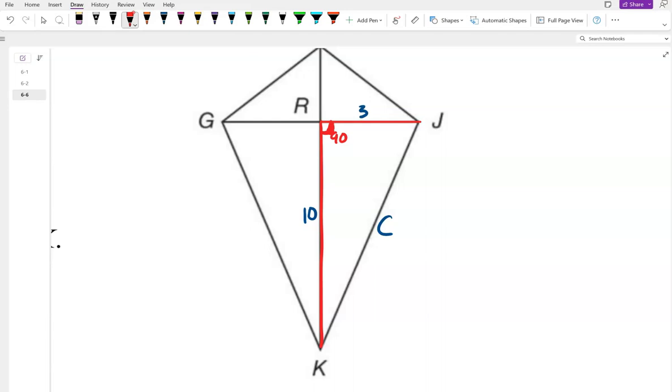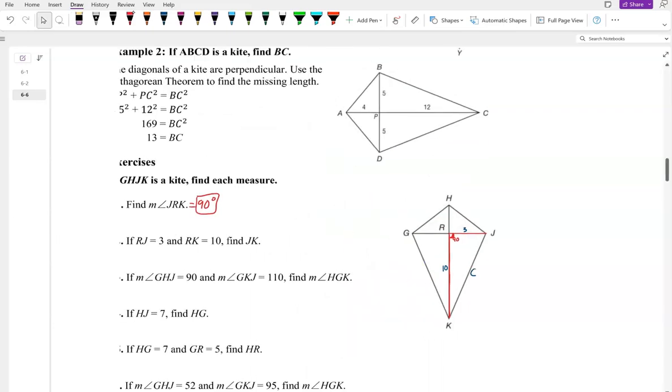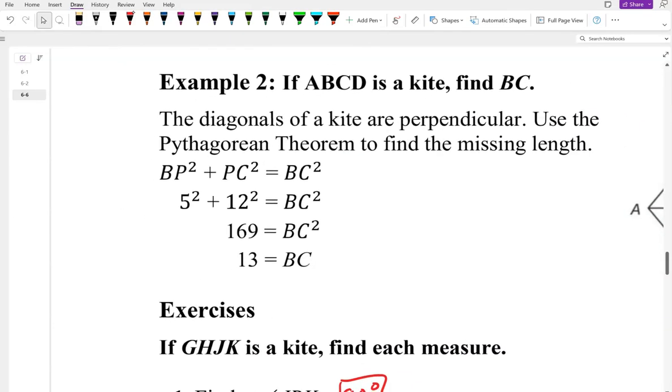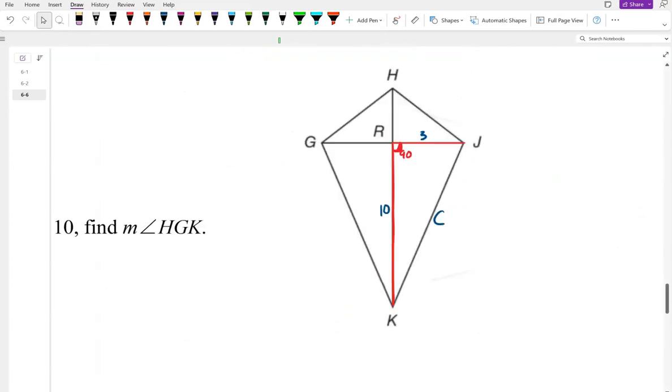Nope, can't do 90 minus 10. 90 is the angle. I need to solve for this side. So how could I solve for that side? Since it's a right triangle, how do I solve for a missing side on a right triangle? Yeah, it's literally right there. You just do the Pythagorean theorem. A squared plus B squared equals C squared.